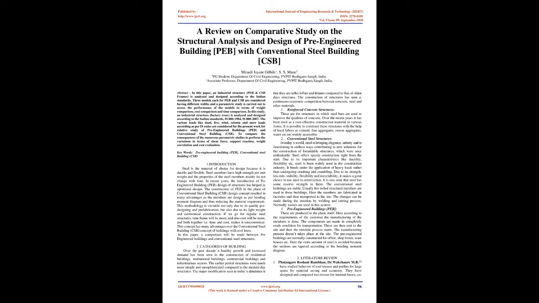To compare the consequences of the numerous parametric studies, variations are performed in terms of shear force, support reaction, weight correlation, and cost evaluation. Keywords: pre-engineered building, PEB, conventional steel building, CSB.